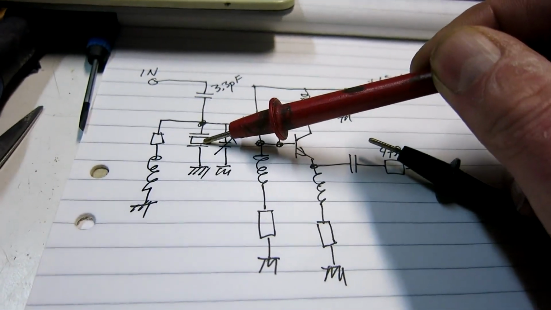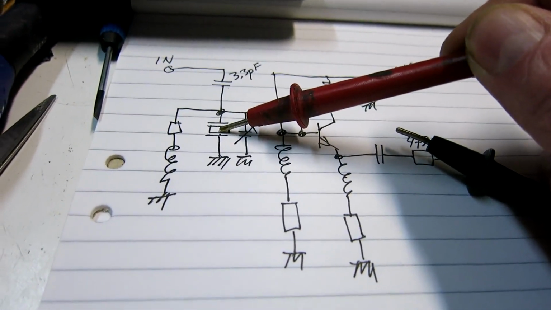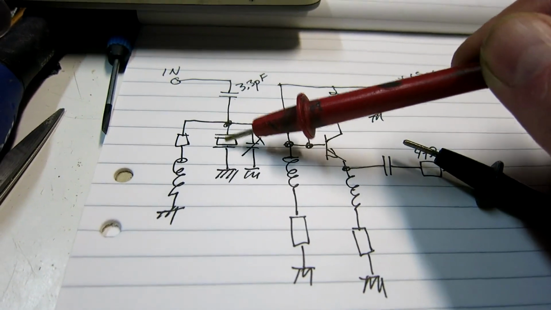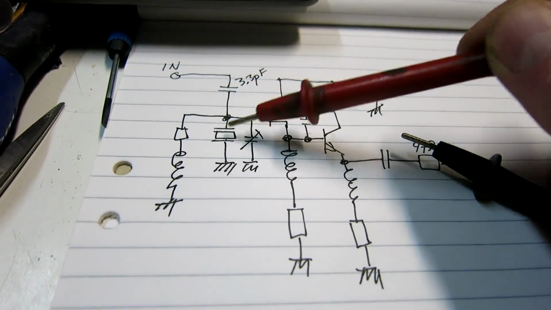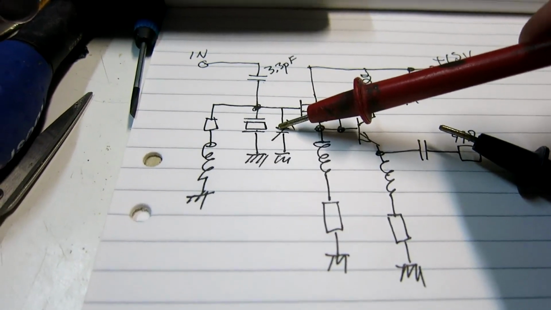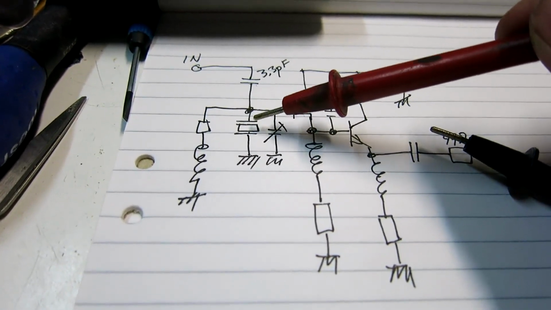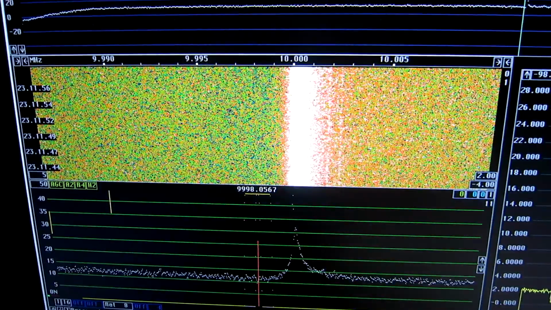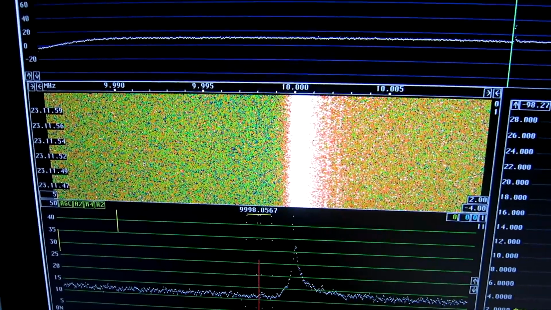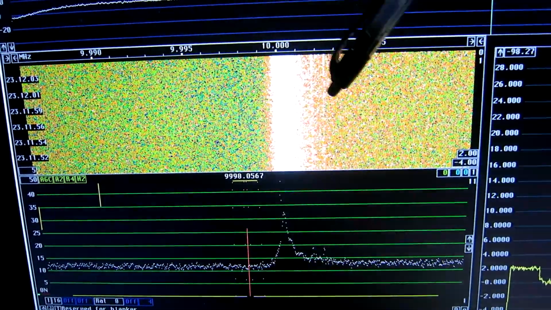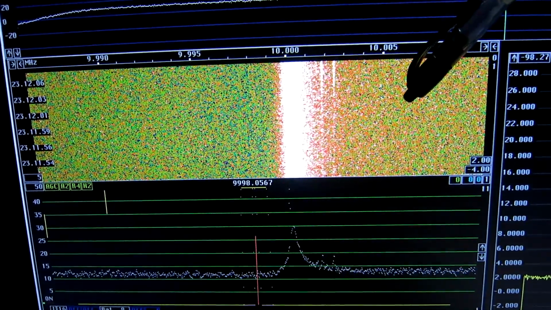The crystal, actually two of them in parallel, has a very high impedance on the parallel resonance that comes with this capacitor. And there is also a series resonance a little bit lower in frequency. And we can see that on the noise floor, that on this side the noise is much stronger.